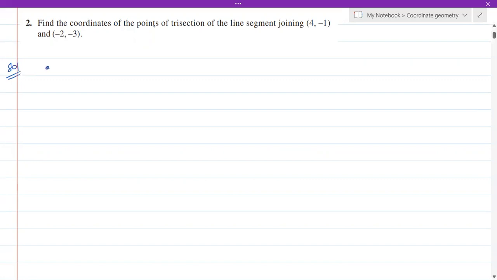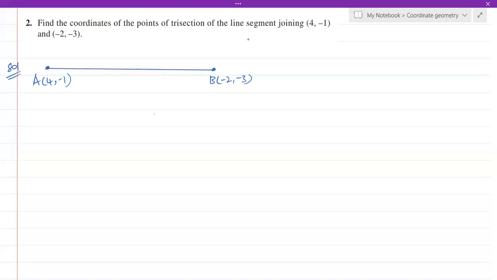So there is a point, let's say it is A. The coordinates of A is (4, -1). And let's say there is another point B whose coordinate is (-2, -3). So on joining this, what do we get? We get a line segment. So let's take a line segment. We have got a line segment.